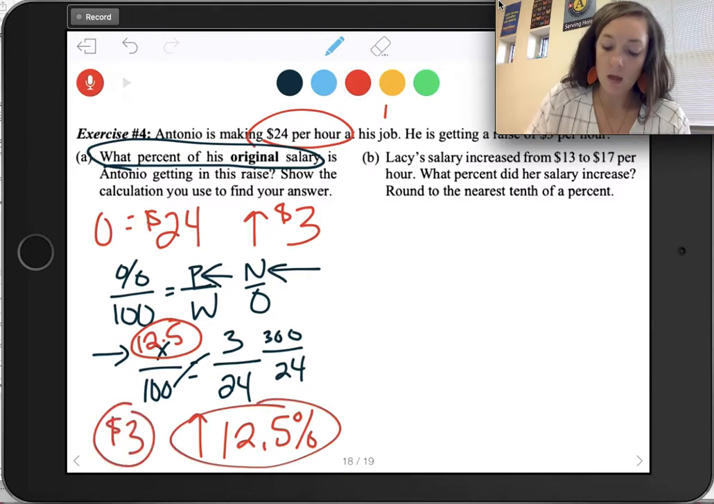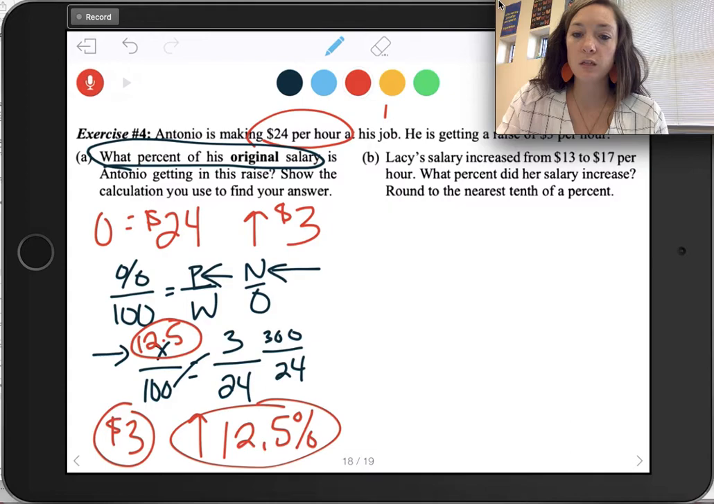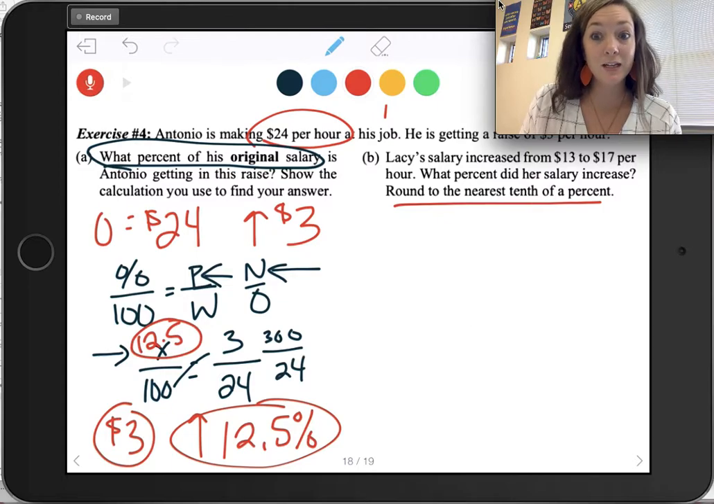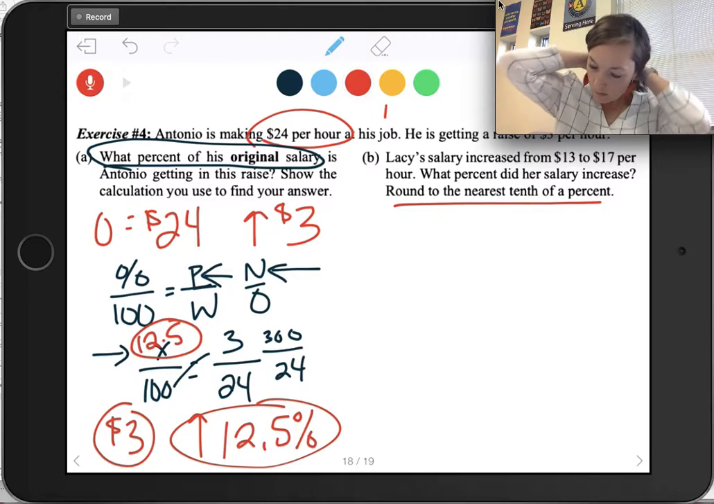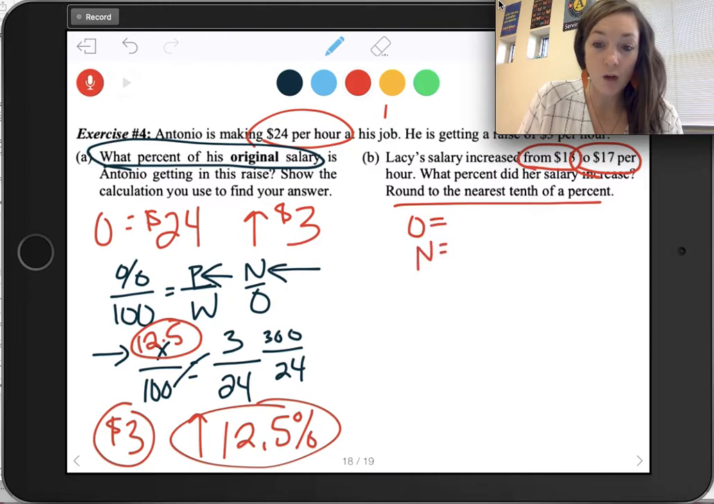Okay? But let's look at B here. It says Lacey's salary increased from $13 to $17 per hour. What percent did her salary increase? And round to the nearest tenth. Cool. So if it says round to the nearest tenth, I think I'm going to get some kind of weird decimal, and that is okay. It's not wrong if I get something weird. So Lacey's salary increased from $13 to $17. Which one is the original and which one is the new? From 13 says the original. And then to 17, that means it's the new.